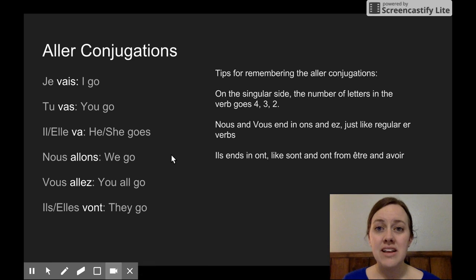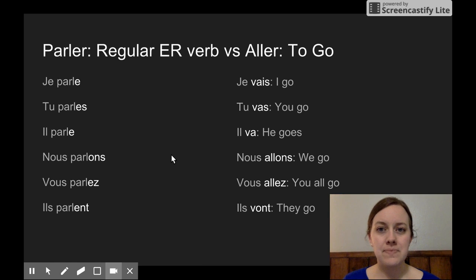As you can see, they're highly irregular. It's not impossible. There is a song that we'll be doing together in a little bit, but this is a verb that we'll just be working with for the rest of the year.